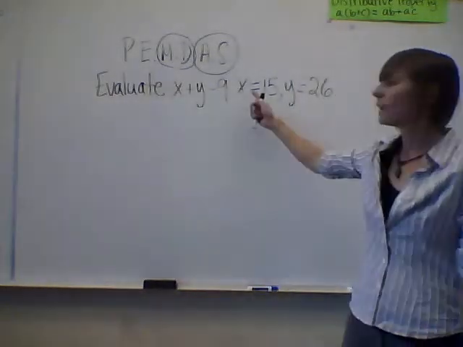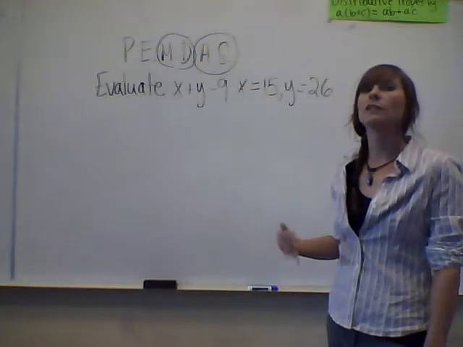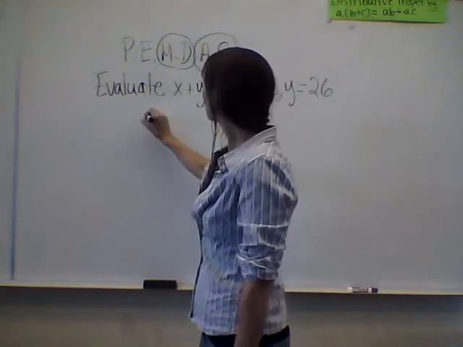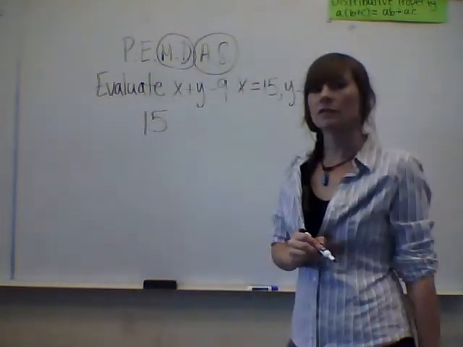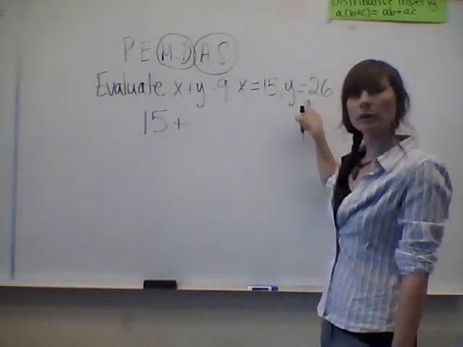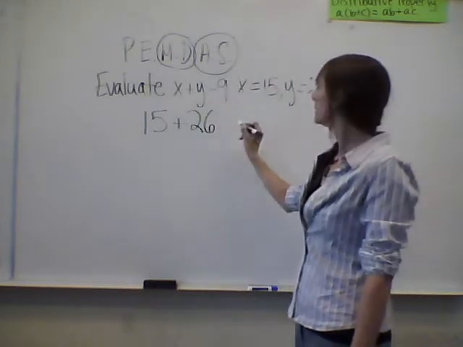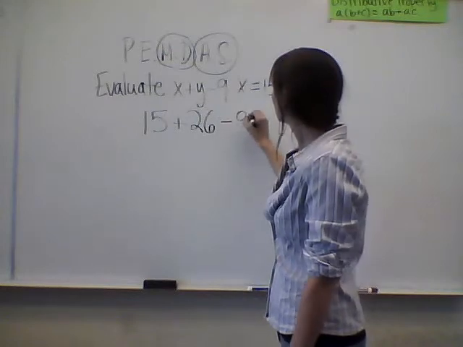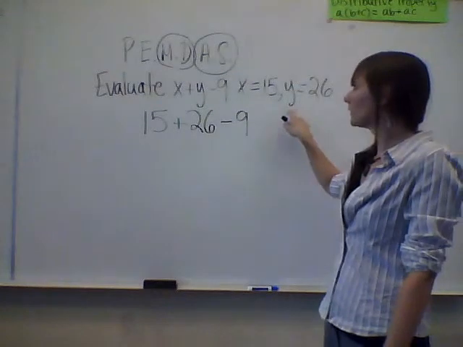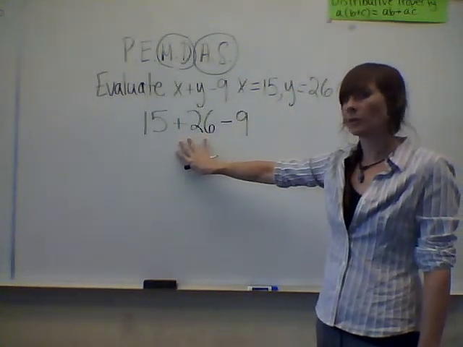Okay, so then you're going to find the x and the y in the expression, plug in those values, and then evaluate it using the order of operations. Okay, so x is 15, so I'm going to plug that in. 15 plus y. Y equals 26. Plug in 26 minus 9. Okay, and then we're going to evaluate that. So you plugged in these values for x and y, which were the variables, and then you're going to evaluate it, just like a regular expression.